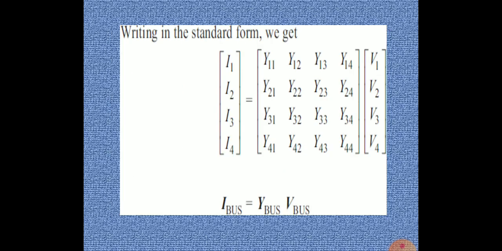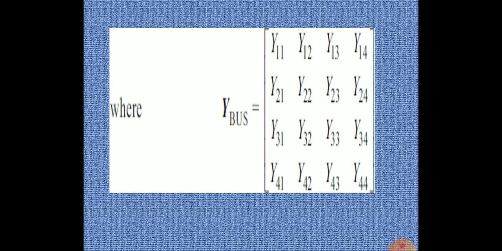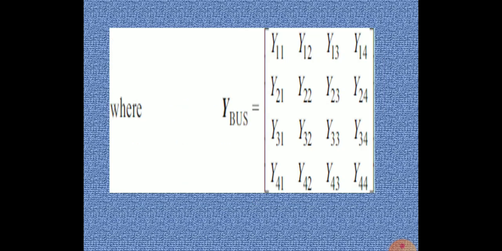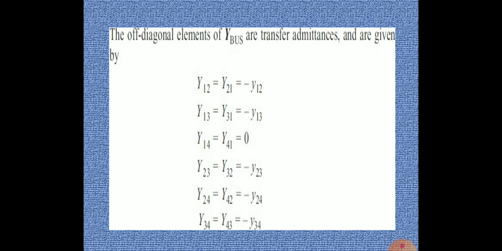So next we have to write it in a standard form. So we'll get the final equation as I bus equals Y bus times V bus. So we know the procedure to find this admittance value for each bus 1, 2, 3, 4. So from this we can solve, and Y11 is equal to Y10 plus Y12 plus Y13. Like this we can write the equation from this matrix. This one is the diagonal element and this one is the off-diagonal elements.